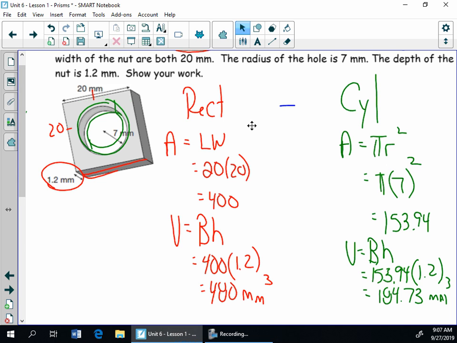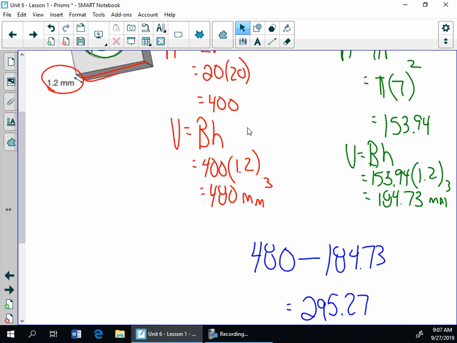All right, try this sheet on the website. So finding some volumes. Some of them are just basic shapes. Some of them you have to think a little bit, draw a picture, problem solve. If you're stuck, just come see me and we'll figure some stuff out.